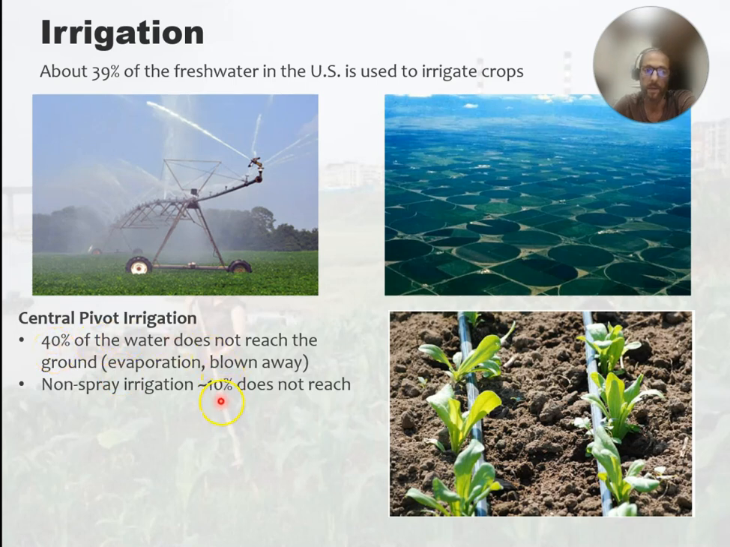Whereas with non-spray irrigation, remember, about 40% doesn't reach the ground with central pivot. Non-spray, usually called drip irrigation, which can also be subsurface, only about 10% doesn't reach. That's where you lay the irrigation pipe or irrigation tape directly on the ground. This is good because you don't really want the water on the leaves anyway. The roots are what need the water, so that's actually better.